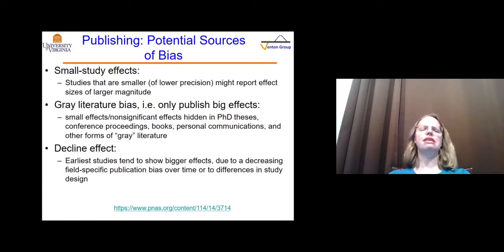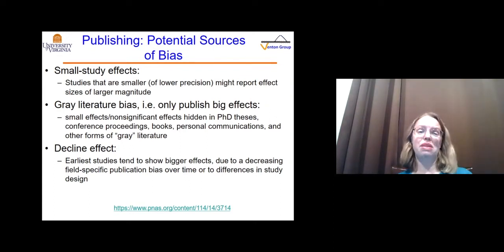So this is back to some of the same things we've been talking about. But this is where you're having biases perhaps in publishing. Why do we sometimes get it wrong? Why are studies published that have the wrong results? Or why do we allow them through peer review, that kind of thing? So this is from a PNAS paper about potential sources of bias in publishing.